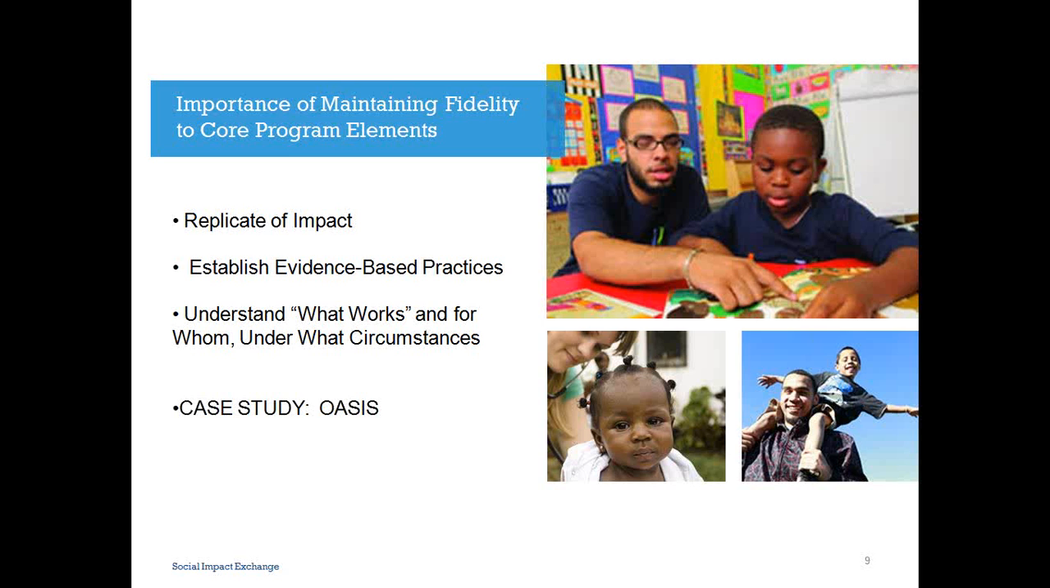So if you know it's working and you know who it's working for, then you're going to be able to scale that in a rigorous way, while still maintaining that fidelity. And similarly, it's understanding what works and for whom and under what circumstances, really understanding your target population. So taking the same model to different populations and understanding who it may or may not work for.